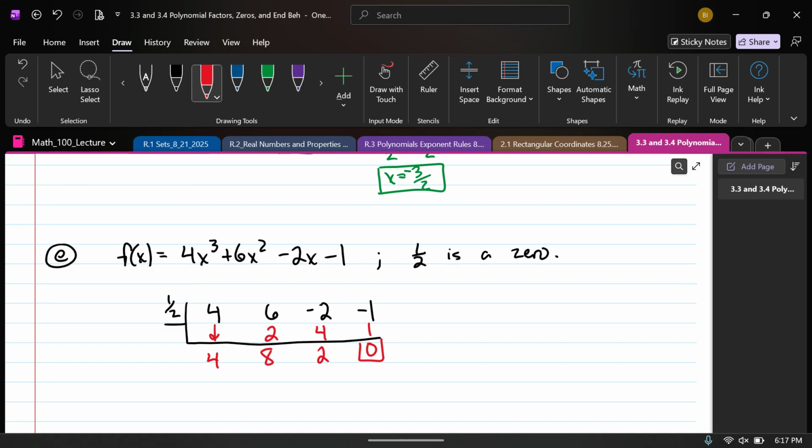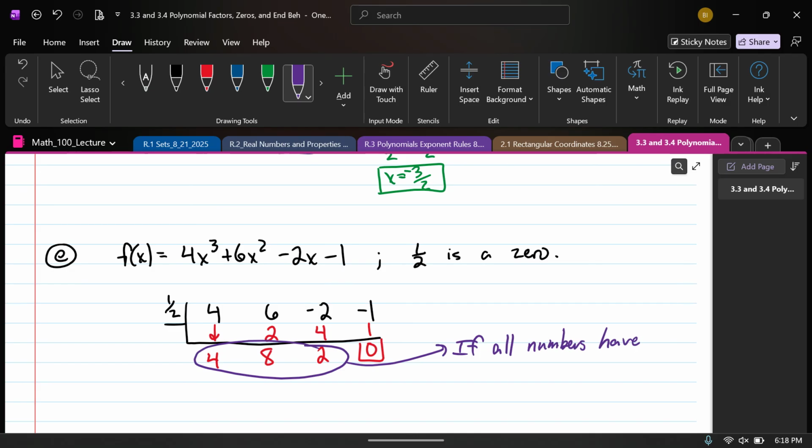Now, here is a little bit of detail on the synthetic division. If all numbers have a common factor, divide by it. So here we have a 4, 8, and a 2. All of those numbers are divisible by what? 2. So go ahead and divide by 2. If they were all divisible by 3, I'd divide by 3.